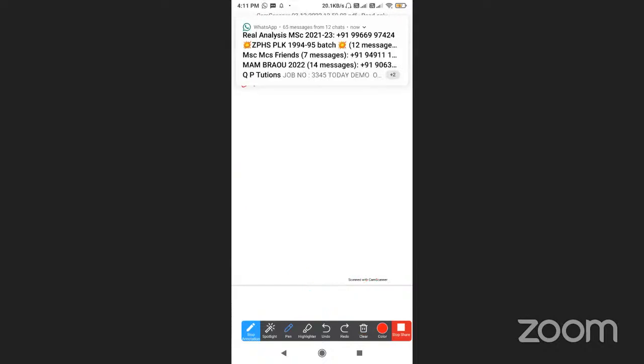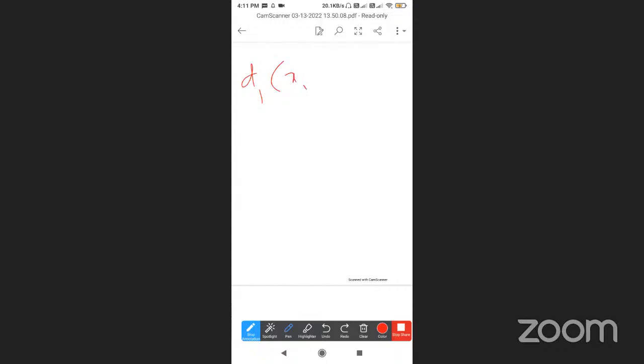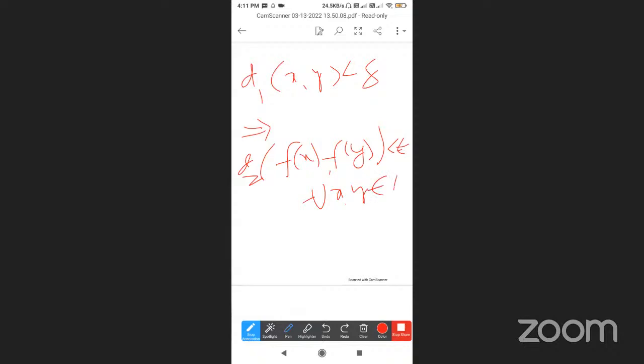So the result we got from third and fourth is: d1 of x comma y less than delta implies d2 of f of x comma f of y is less than epsilon, for all x comma y belonging to capital X, two arbitrary points. Therefore, hence f is uniformly continuous on X.